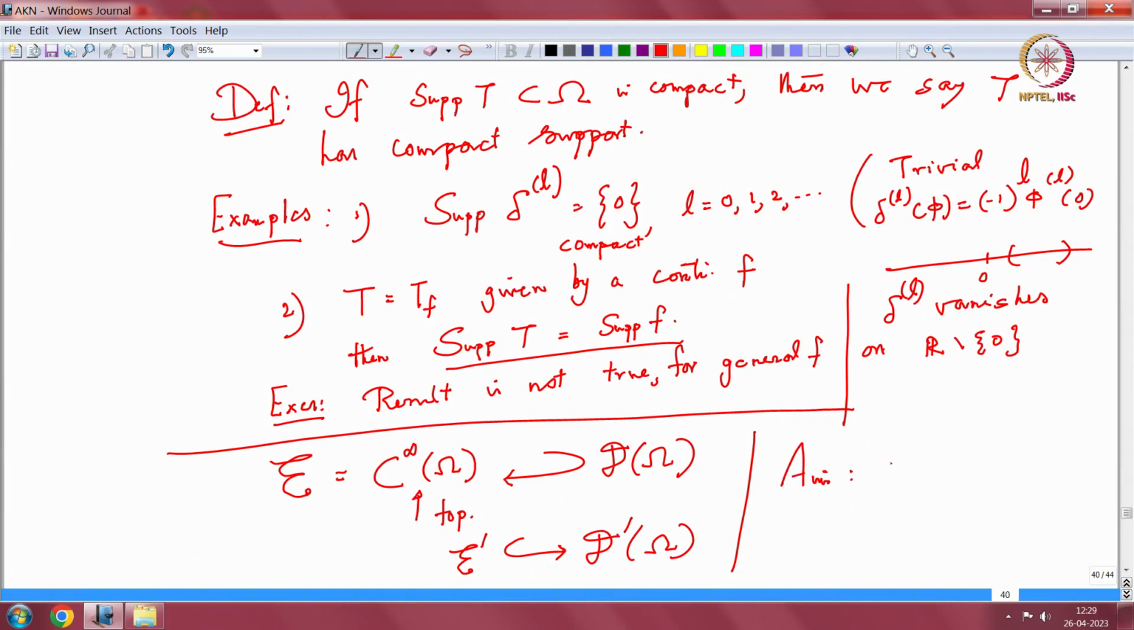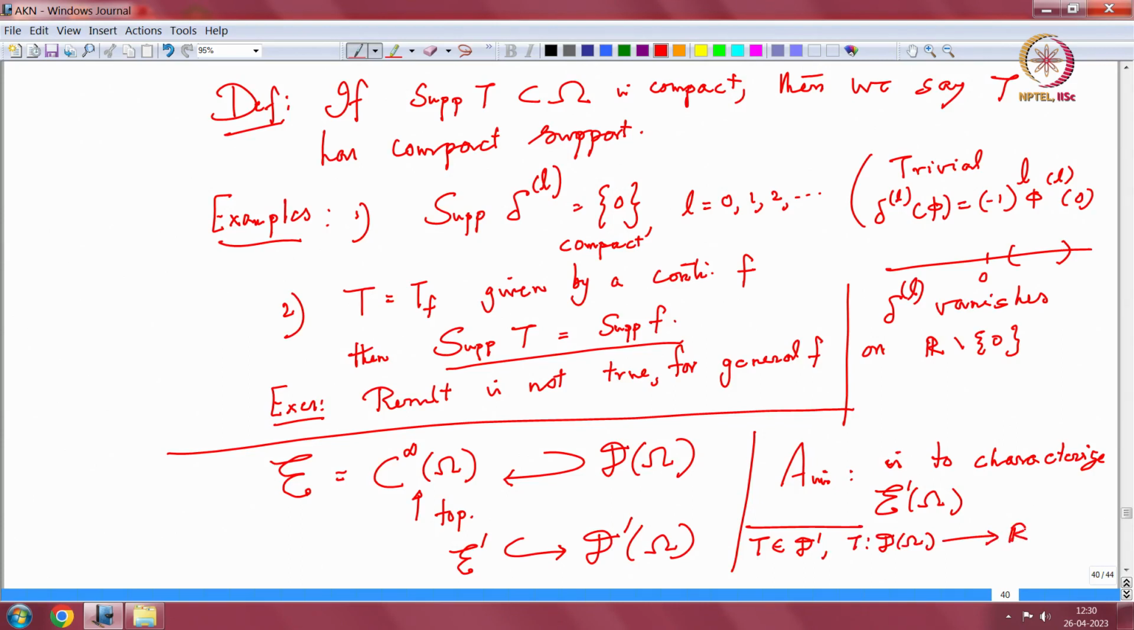Aim is to characterize trace E prime. You see these are all special distributions, right. If T is in D prime, it means that T is defined only on D omega to R.